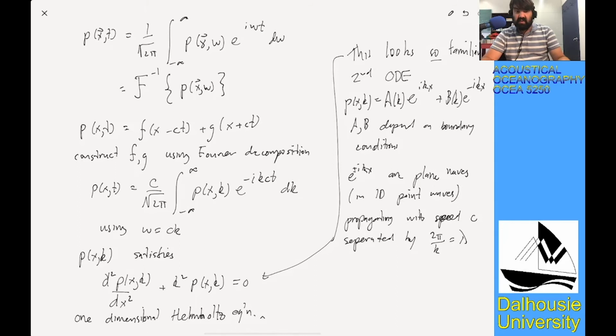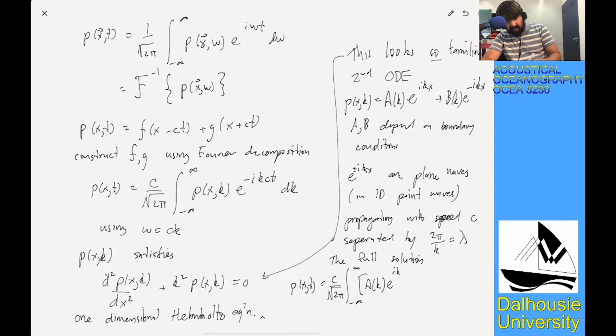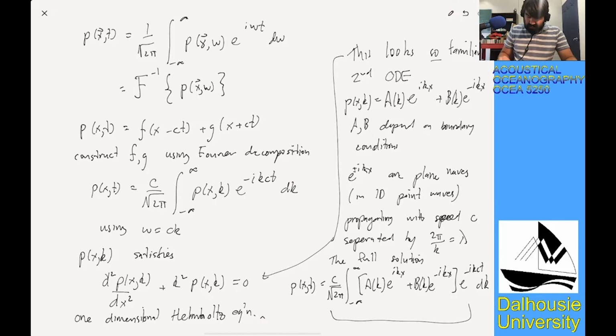And the full solution can then be written by combining all these things. Say p x of t, c over root 2 pi. Now we're going to integrate that Helmholtz equation solution back into our original domain. So we have a of k e to the i kx, we have b of k e to the minus i kx, and then we have our transform term here, e to the i k c t dk. Right, so here's the transform that's going to bring us from the k domain back into the t domain, which is what we wrote down in our initial equation, okay? And so that's the full solution.